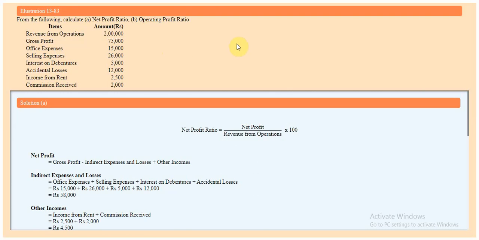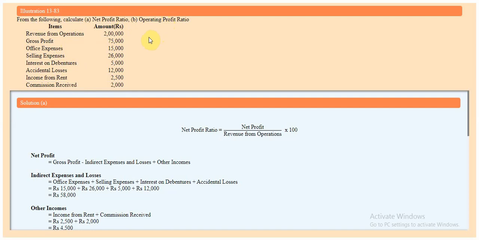Let's see one sum related to net profit ratio and operating profit ratio. So this is illustration number 83. The question asks us to find out net profit ratio as well as operating profit ratio. They have given certain items and they are revenue from operations, which is rupees 2 lakh. They have given GP and then they have given office expenses, selling expenses, interest on debentures and accidental losses, income from rent, commission received. Okay, so these items are given. We have to calculate the net profit ratio and operating profit ratio.